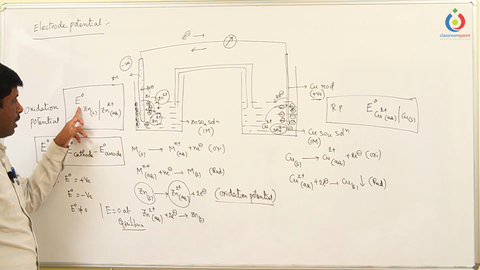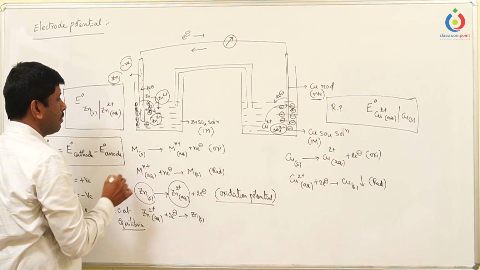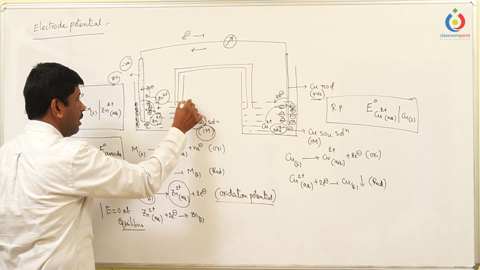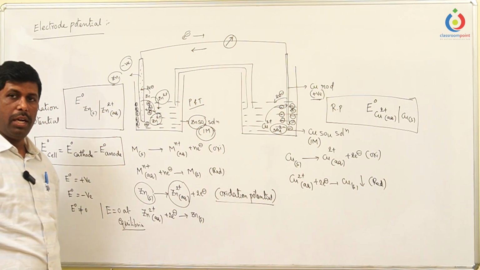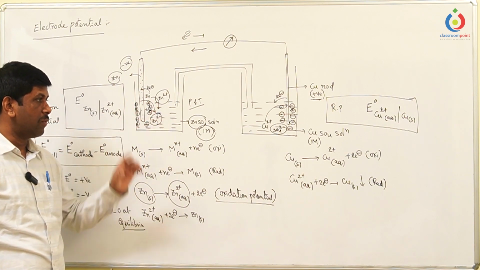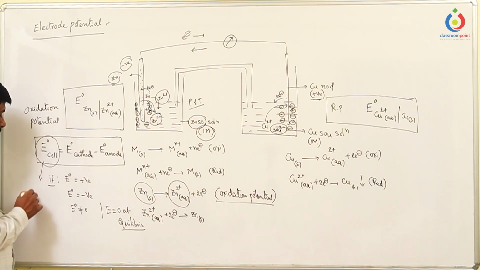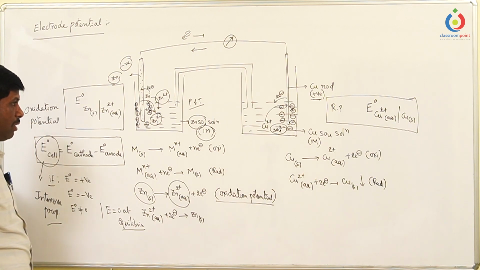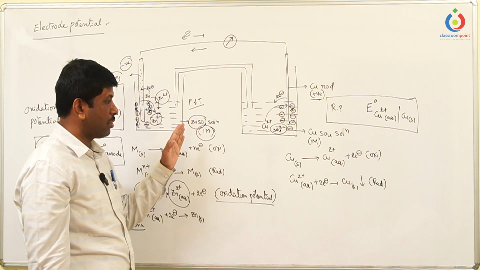Now, on what do E naught cell and E cell depend? A single electrode potential depends on the type of metal used for the electrode, the concentration of the solution, the type of the solution, and the pressure and temperature conditions. Whereas E naught cell is an intensive property. It does not depend on any of these factors. Even if you multiply the entire reaction, it will not change.